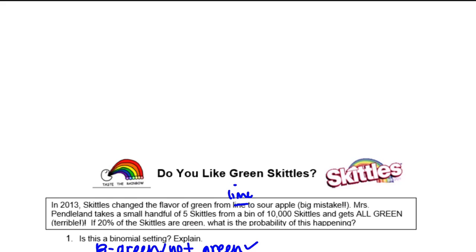Mrs. Pendleton takes a small handful of 5 Skittles from a bin of 10,000 and gets all green. If 20% of the Skittles are green, what is the probability of this happening?